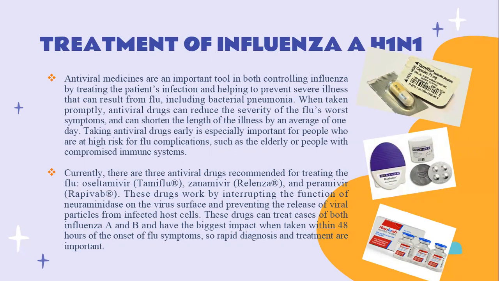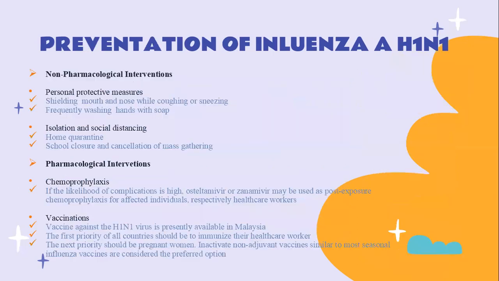These drugs work by interrupting the function of neuraminidase on the virus surface and preventing the release of viral particles from infected host cells. These drugs can treat cases of both influenza A and B and have the biggest impact when taken within 48 hours of the onset of flu symptoms. So rapid diagnosis and treatment are important.